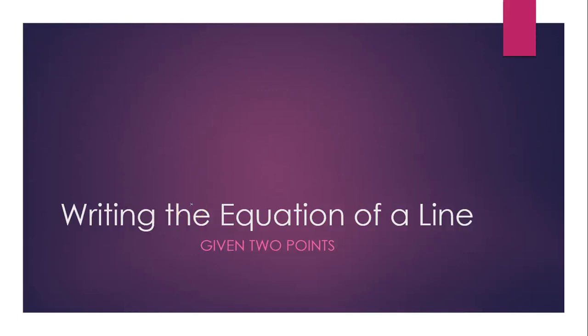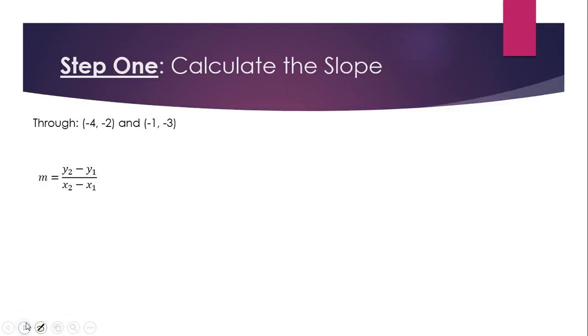Okay, so in this screencast, I'm going to show you how to write the equation of a line if you're given 2 points that pass through that line. So the first step that we're going to take to do this is calculate the slope. Okay, so our 2 points, the first one's -4, -2, and the second one is -1, -3. So we're just going to calculate the slope like we've been doing between those 2 points, basically.